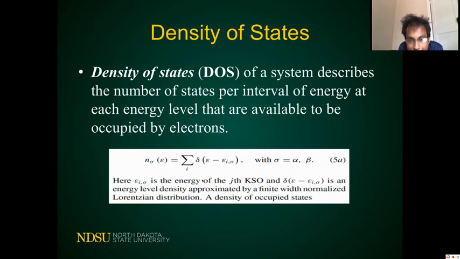Yeah. So the delta E minus E naught is an energy level. It's a density approximation that's been normalized. And we use it in order to generate the summation of those values across every contributing orbital in order to determine the overall density of states for the entire system.